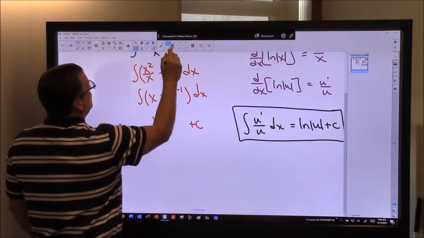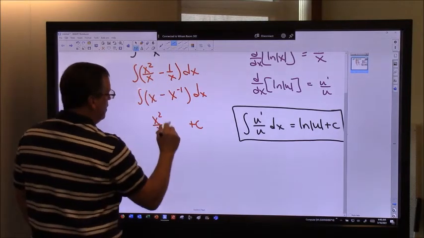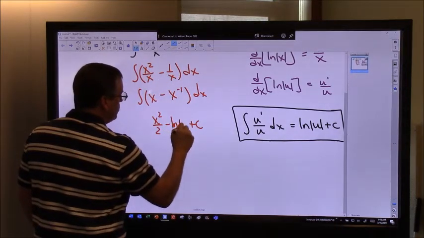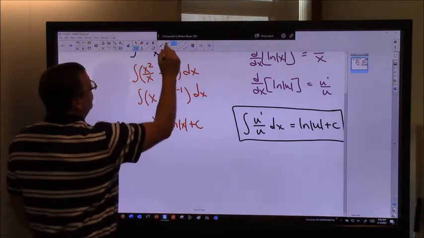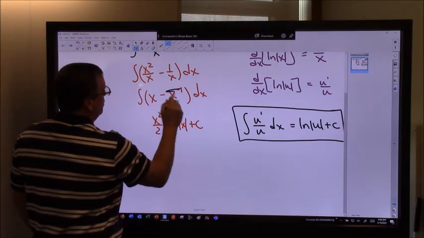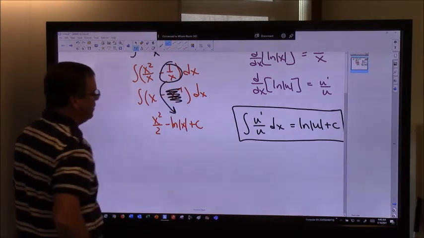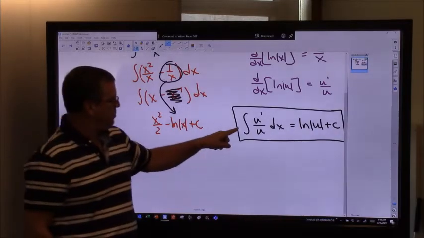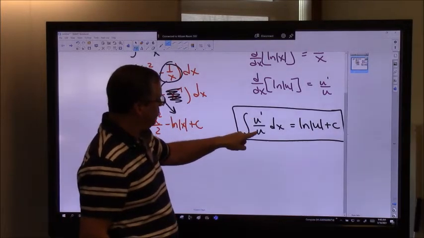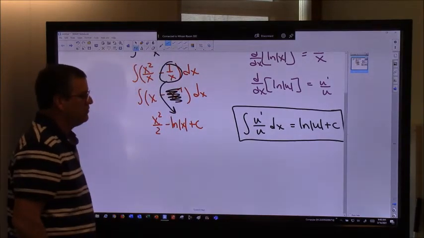What I really should have done is looked at that and said that's going to be a natural log absolute value of x. We're not even going to look at this right here. We're just going to go from this straight to there. All right, that's our focus for today: being able to do integrals where we've got u prime over u and get natural logs as answers.